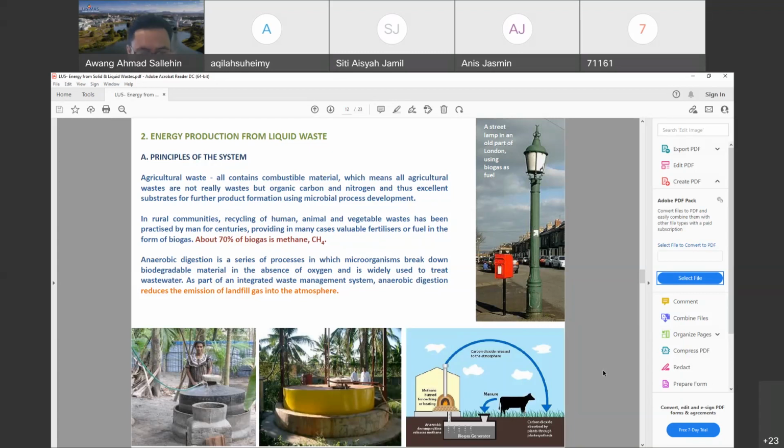Okay, so in rural communities, the process of recycling the human, the animal, and also the vegetable waste has been practiced for centuries by men, providing even valuable fertilizer as well as biofuel in the form of biogas. Of course, 70% of the biogas generated from this microbiological process is methane.